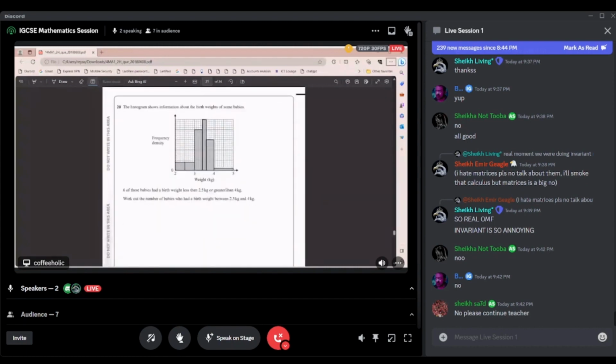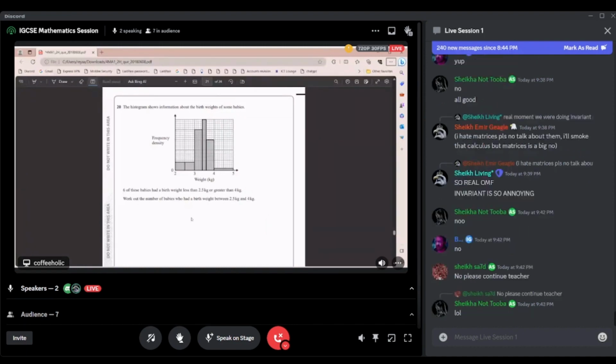It says six of these babies had a birth weight less than. So the histogram shows information about the birth weights of babies. Six of these babies had a birth weight less than 2.5 kg or greater than 4 kg. What is the number of babies who had a birth weight between 2.5 and 4? So the values we are given is the six, for less than 2.5 and greater than 4 kg.